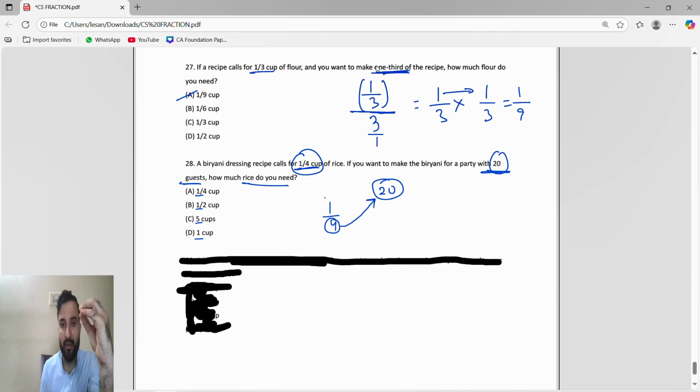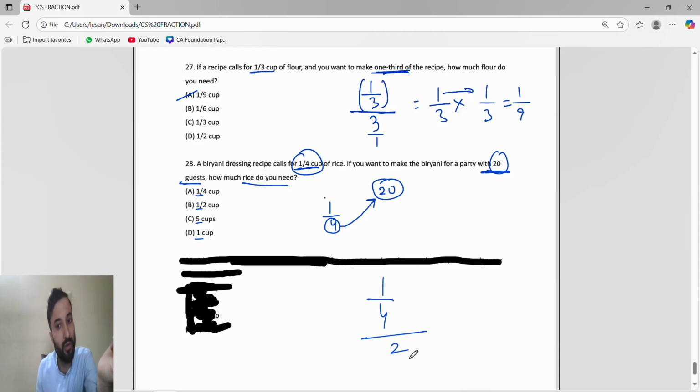Very simple thing. Here they didn't say that we have to make half, or 1/2, or 1/3. See, if they say so, suppose 1/4 cup of rice is there and you have to make half. Half means what? You divide by 2, right? Or if they say make 1/2, 1/2 means from 1 you divide into 2, half only. Correct?